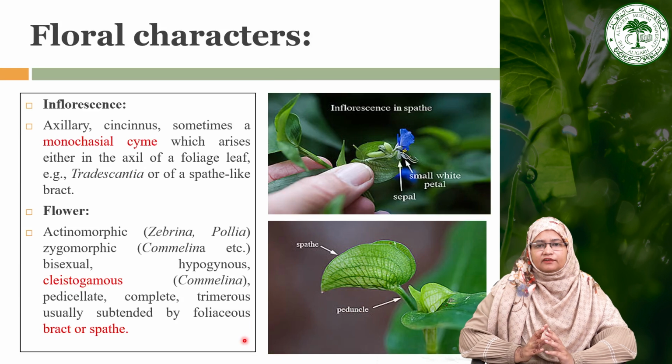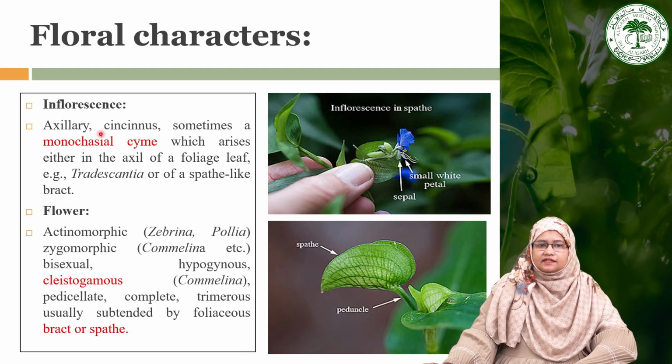Now moving towards the floral characters of the family Commelinaceae. Starting from the inflorescence, it is axillary, cincinnus, sometimes a monochasial cyme, as in Commelina, which arises either in the axil of a foliage leaf, as in Tradescantia, or of a spathe-like bract. As you can see, this is the peduncle and this is the spathe-like bract, in which you can see the presence of a flower. They have small white petals. This is the inflorescence present in this spathe.